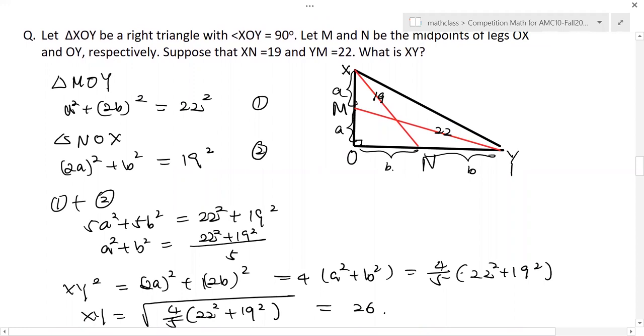How do I know to add the two equations together? Well, I can find a squared and b squared each individually, but probably I don't need it. I can find A squared and B squared from the above equations, equation one and equation two. I can determine A and B, but I don't need to do that. You can determine A squared and B squared from equation one and equation two, but there's no need to do that.